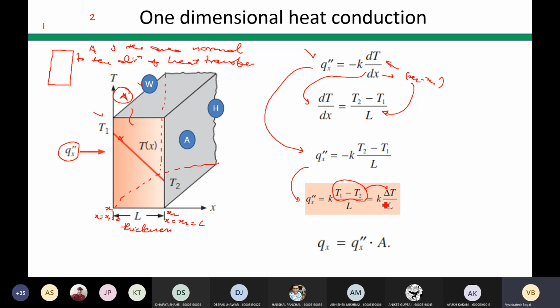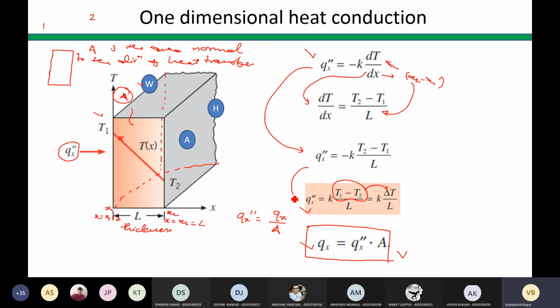So Qx double dot can be written as k delta T by L. And once I know the heat flux, then I can find out the rate of heat transfer Qx, which is based on our definition of the heat flux, Qx divided by A: the heat transfer per unit time, or the rate of heat transfer per unit area, is nothing but the heat flux. So based on that I can find out the rate of heat transfer Qx once I know the heat flux. So this is how we have analyzed the one-dimensional heat conduction through a plane slab using Fourier's law of heat conduction.